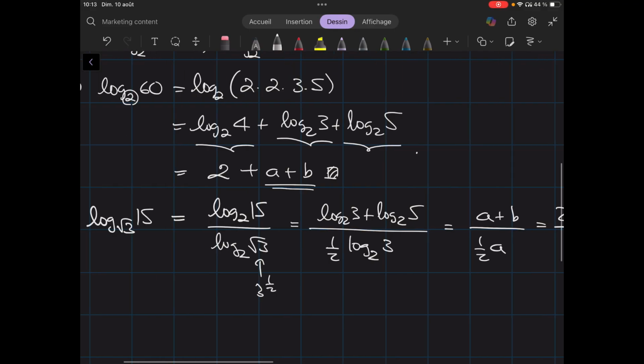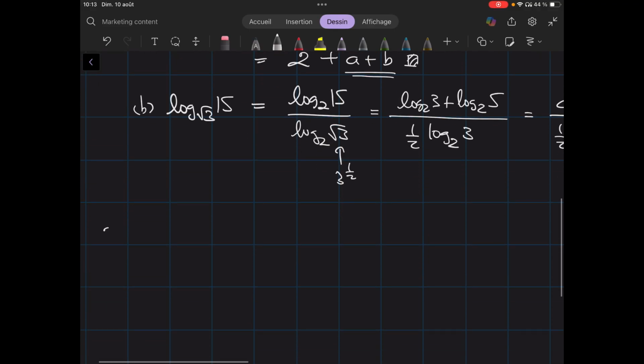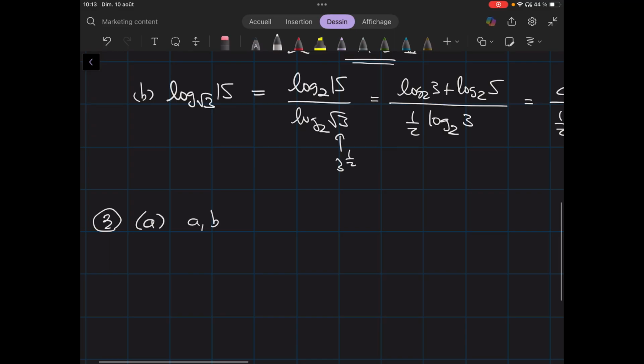Question 3. Part A. For A, B greater than 1 and C greater than 0, prove that log base A of B is greater than log base A plus C of B. Easy peasy.